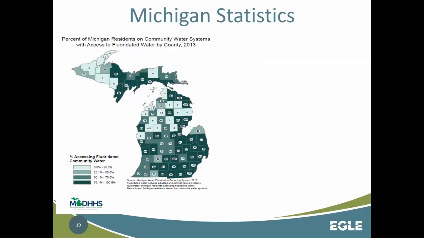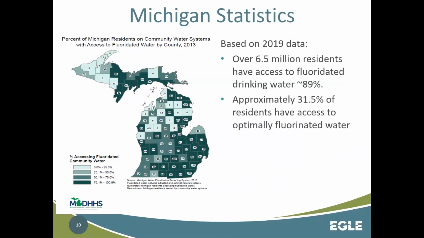All right, just some quick Michigan statistics. This is 2019 data. This is the percentage of Michigan residents on community water systems that have fluoridated water. So you can see that most of Southeast Michigan, 75 to 100% of Southeast Michigan has access to fluoridated water.